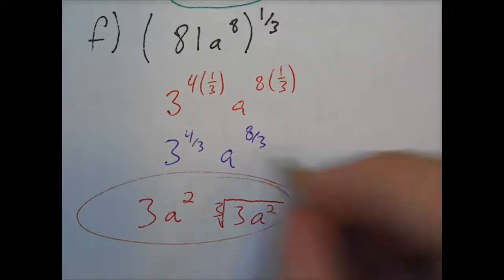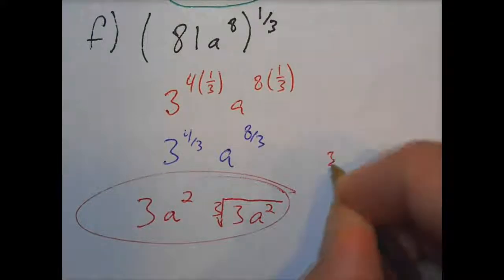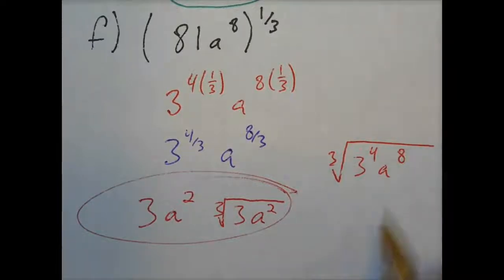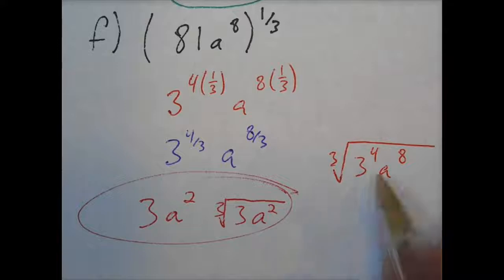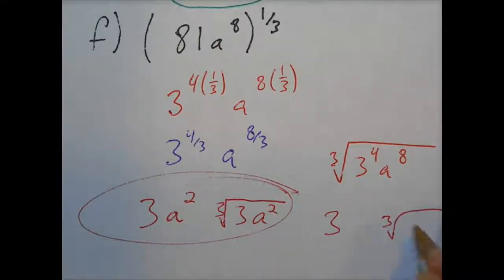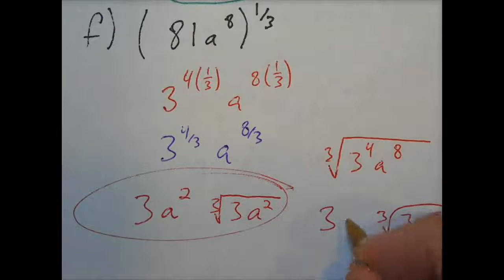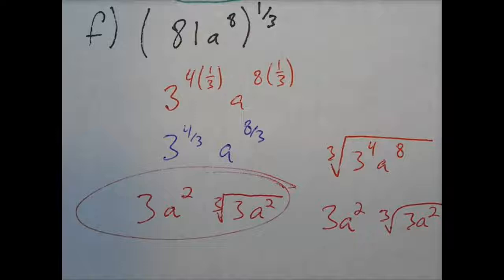If you want to see this one worked out a little bit differently, this is the cube root of 3 to the fourth, a to the 8th. So since I have 4 3s, I can take out 3 of them, and I'm still left with 1 on the inside. Since I have 8 a's, I can take out 2 sets or 2 groups of 3. So that's the 2 groups of 3. And I'm left with 2 still on the inside. So you get the same answer either way you want to do this.